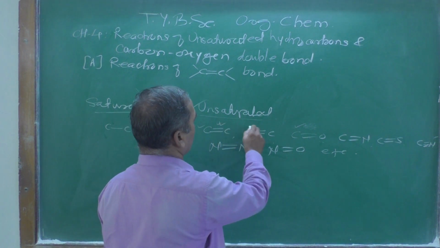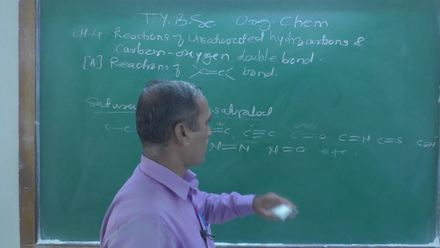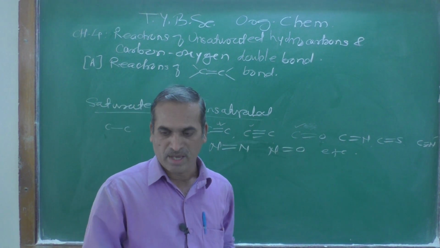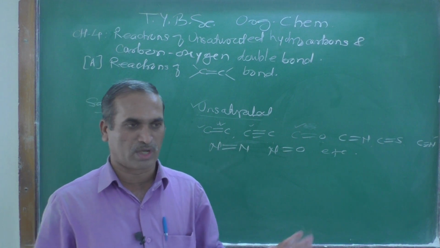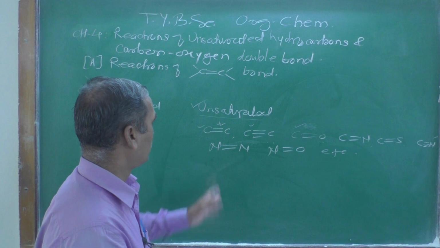Hydrocarbons have only the carbon-carbon double bond and the carbon-carbon triple bond. In all the others heteroatoms are there, and that's why they are unsaturated, no doubt about it, but they are not hydrocarbons. Look at this.